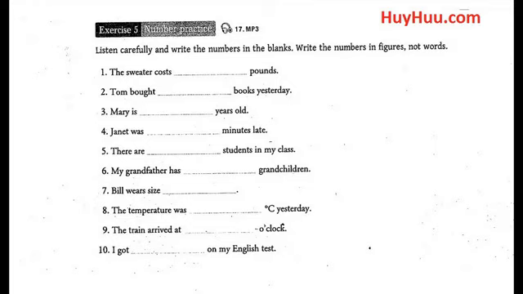Number 6. My grandfather has 18 grandchildren. Number 7. Bill wears size 43. Number 8. The temperature was 38 degrees Celsius yesterday. Number 9. The train arrived at 12 o'clock. Number 10. I got 87 on my English test.